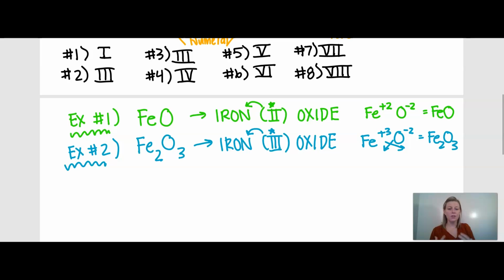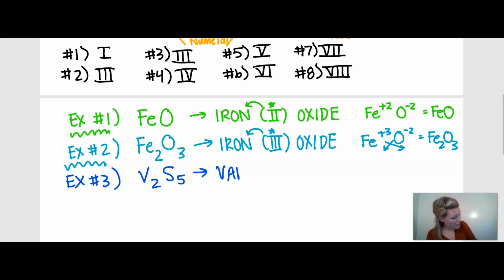All right, let's do just 2 more examples for names, and then I have to talk a little bit about, given the formula, how can we make sure that we have the correct charge on the metal ion? But again, before we get there, example number 3, okay? This is V2S5, okay? And the name of this is vanadium 5 sulfide.